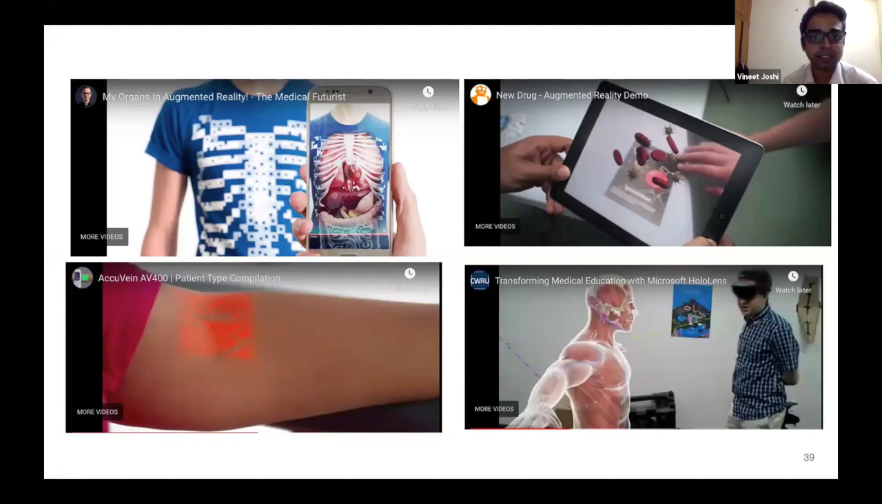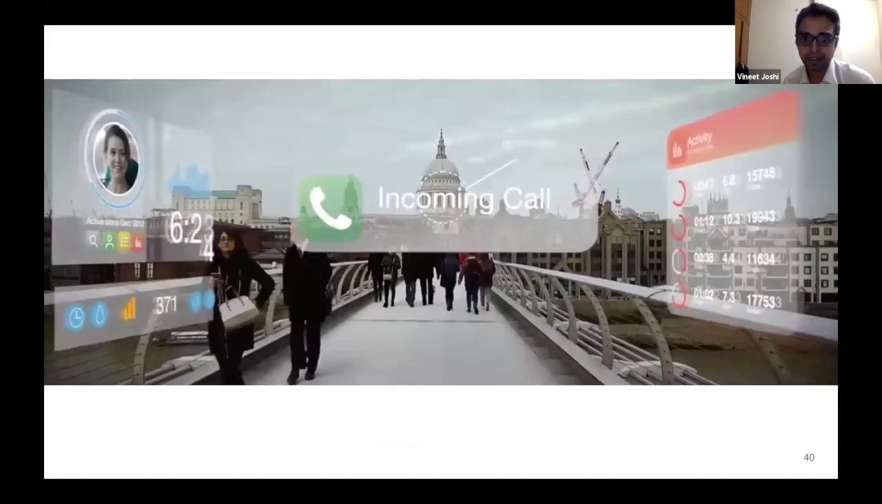Like in this place, a student is using a t-shirt as a cue to see the state of his internal organs. Those are not his real organs, but it is just an educative tool. Then pharma companies are using augmented reality to educate patients better about their drugs using augmented reality animations. Nurses are using it to find the veins faster using the AcuVein AV400 app. And finally, the Microsoft HoloLens, which has been one of the great innovations by Microsoft to take education to the next step.